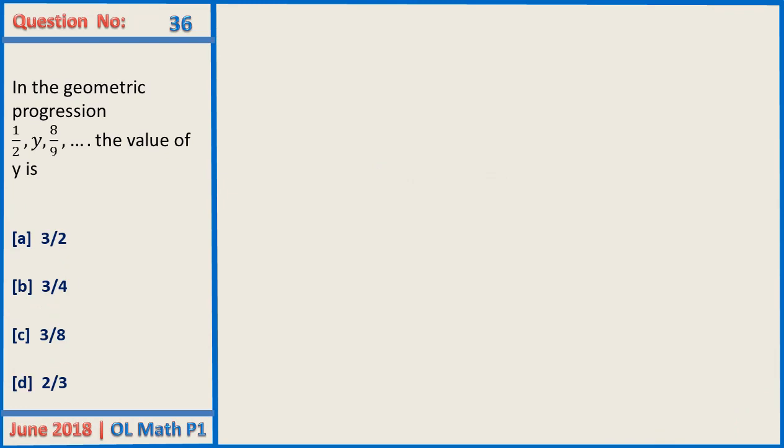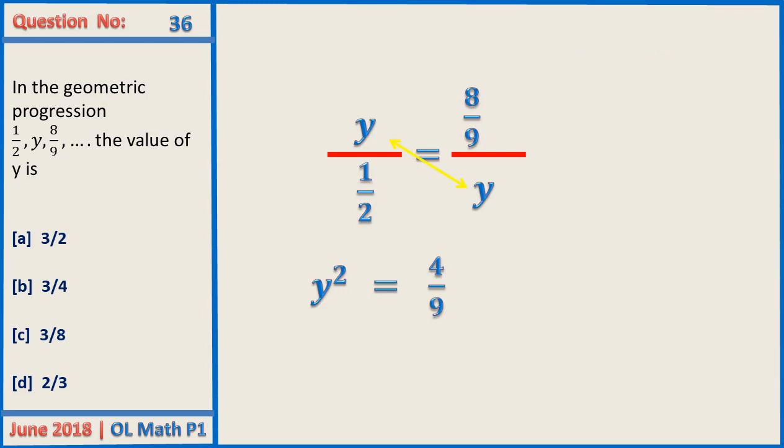Question 36. In the geometric progression, a half, y, 8 on 9, the value of y is, since this is a GP, the common ratio is constant. Thus, y divided by a half should be equal to 8 over 9 divided by y. When we cross multiply, we will have y squared equal to a half times 8 on 9, giving us 4 on 9. Taking the square root of both sides, we will have y equal to 2 on 3. That's the positive square root, since the GP seems positive. So our key here is D.